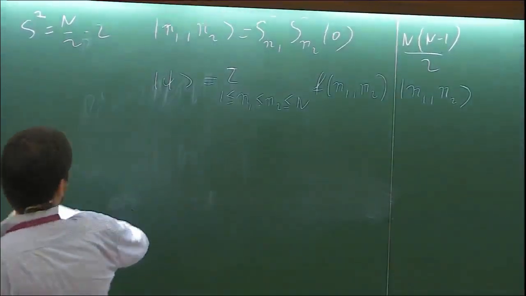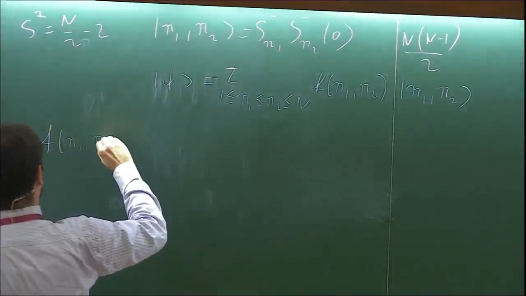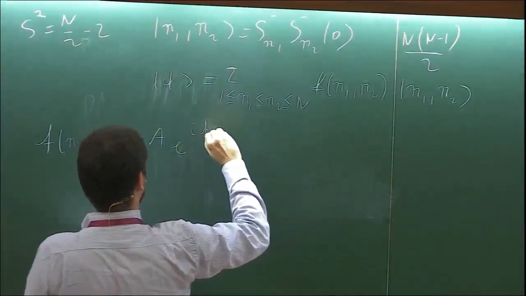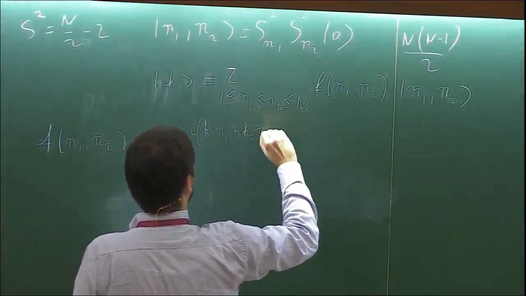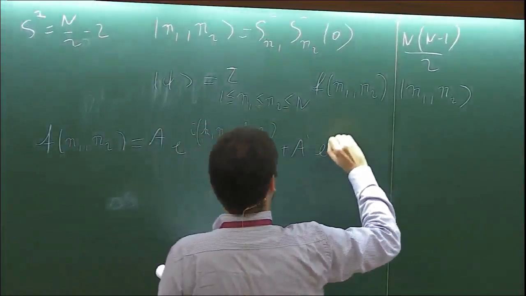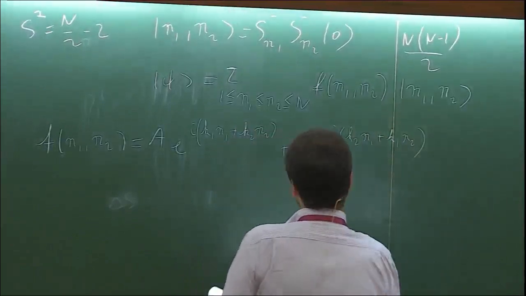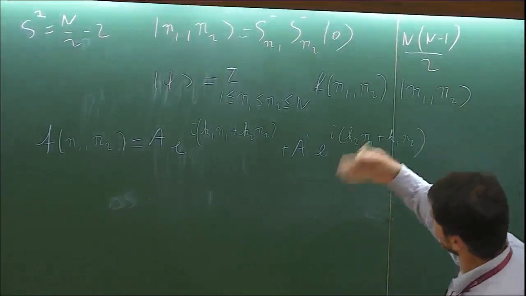And moreover, to simplify the story, I take this function to have the simplest form, which is a sum of plane waves, with two momenta, k1 and k2: e to the i (k1 n1 plus k2 n2) plus A prime e to the i (k2 n1 plus k1 n2). So this again is a standard problem of first semester quantum mechanics. You can always place yourself in the center of mass reference frame. So this is a simple two-body problem.